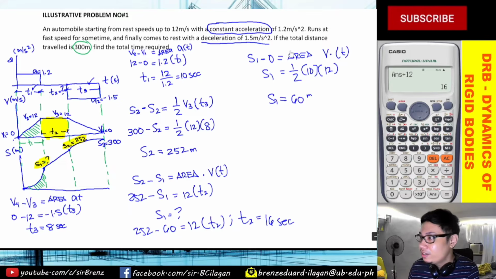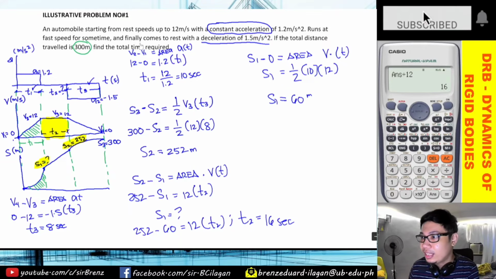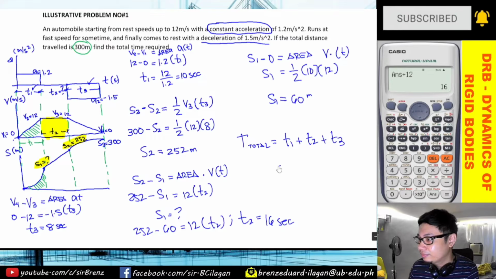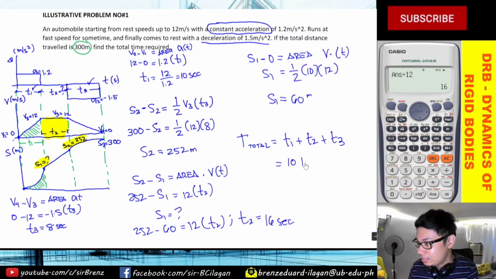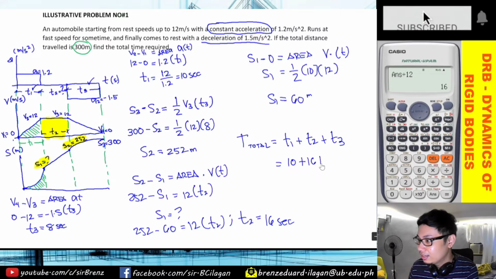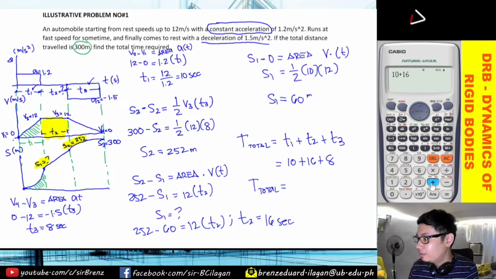Okay? So, ano ba required? Total time required. So, yung total time natin, so that is simply equals lang sa summation ng T1 plus T2 plus T3. Or that is equals to 10. Saan yung T2? So, plus 16. And then plus 8. So, the total time required is 10 plus 16 plus 8. 34 seconds.